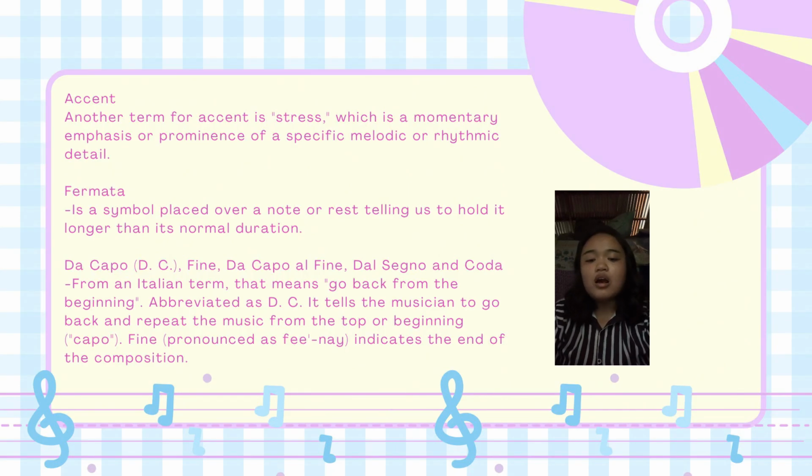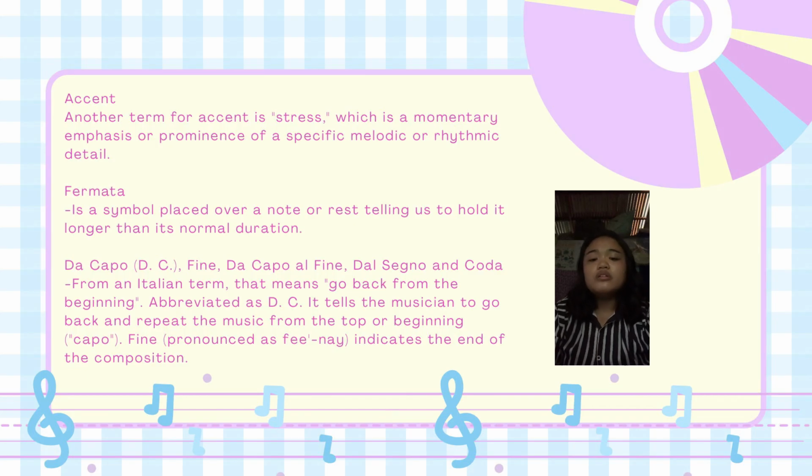Next, fermata. A fermata is a symbol placed over a note or rest, telling us to hold it longer than its normal duration. Some people say it looks like a little bird's eye. A fermata placed over a quarter note means that you would hold the note longer than one count.